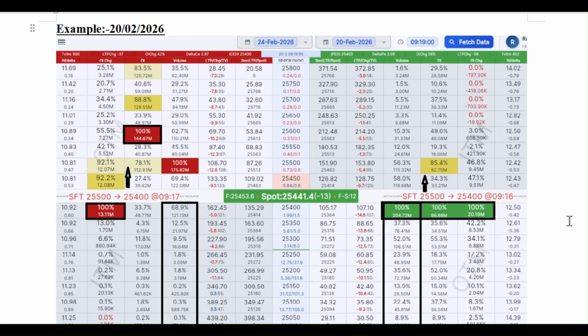Now look at the resistance. The highest call open interest is at 25,600. So, if the market moves up from the strong support of 25,400, the next target or resistance is likely to be 25,600. Now remember one important rule.